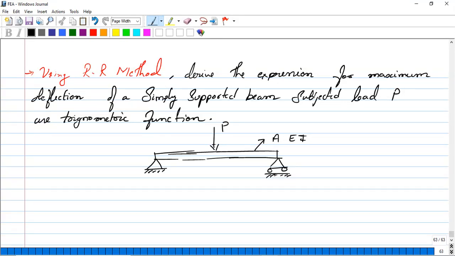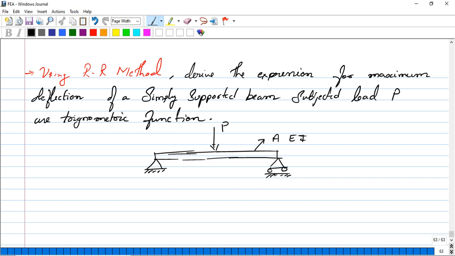Good morning, students. Today we shall take up one more problem using the RR method. Here we need to derive an expression for a simply supported beam subjected to a point load. The point load is represented by P. A is the area, E is Young's modulus, and I is the moment of inertia.